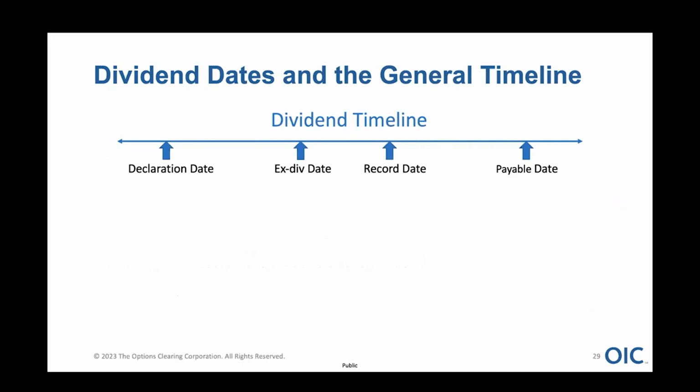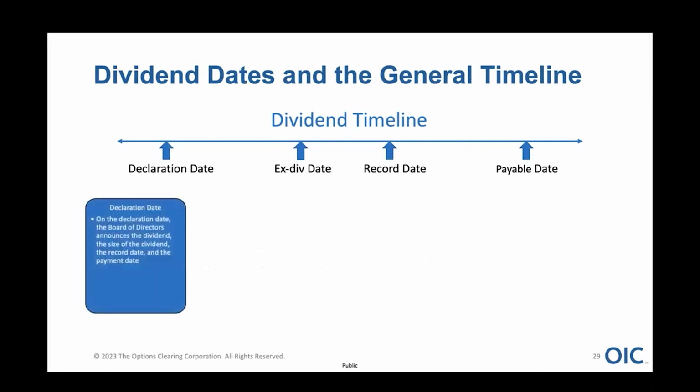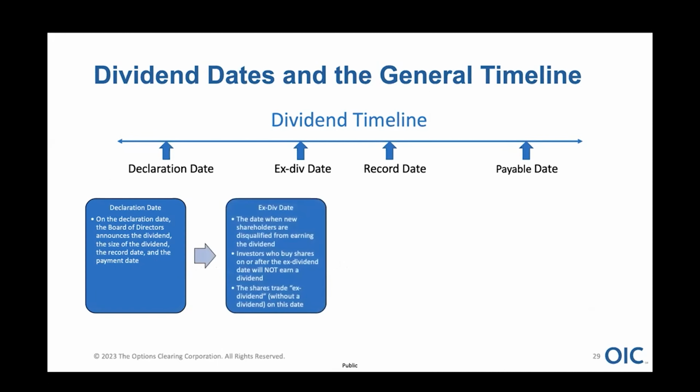Now, here are some important dates when thinking about dividends. There's the declaration date. This is the date on which the board of directors announces a dividend. They'll announce the dividend, the size of the dividend, the record date, and the payment date. Now, the ex-dividend date is key. This is the date when shareholders are disqualified from earning a dividend.